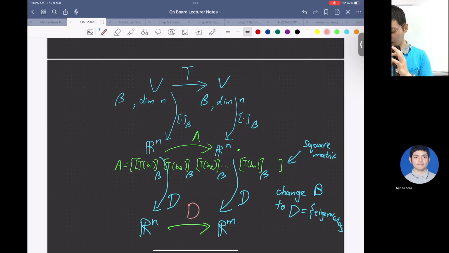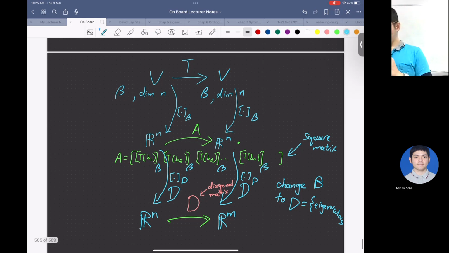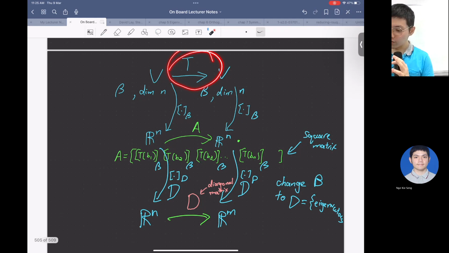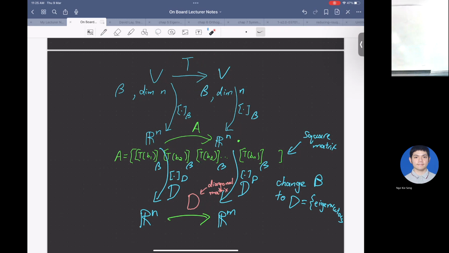So one is a script D, one is a capital D. Okay, so this is a diagonal matrix. So you transform your matrix again to coordinate on D. Then you can go all the way from linear transformation to some diagonal matrix. Why? A diagonal matrix is easier to compute. A diagonal matrix acts like a number on separate parts.